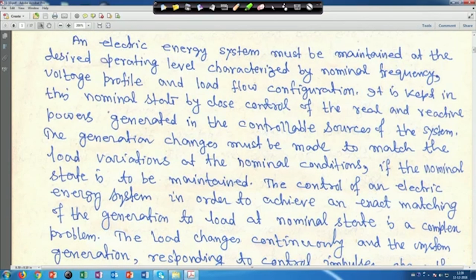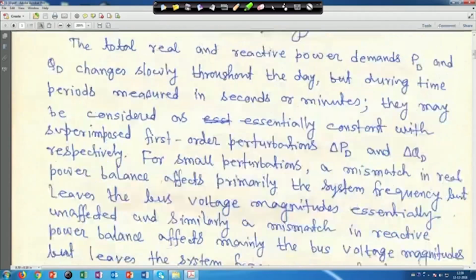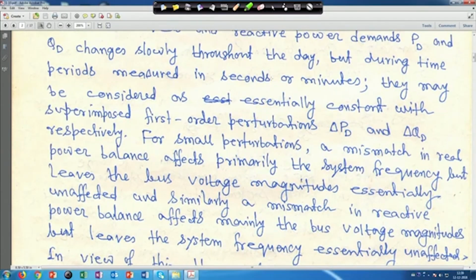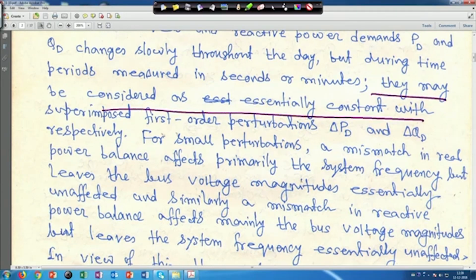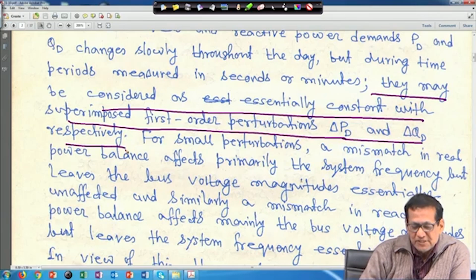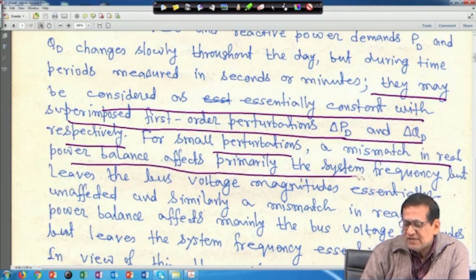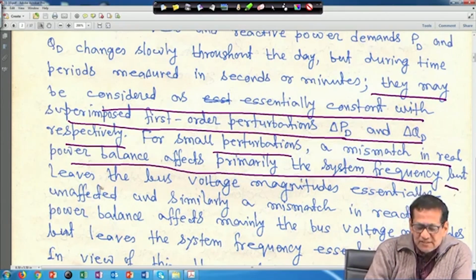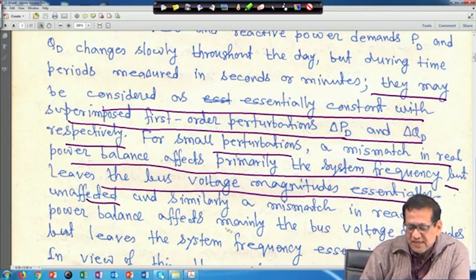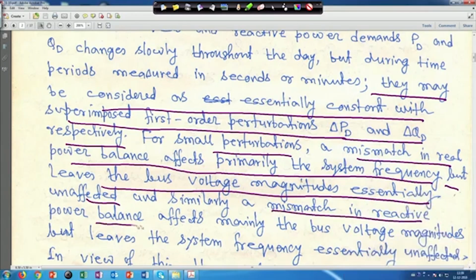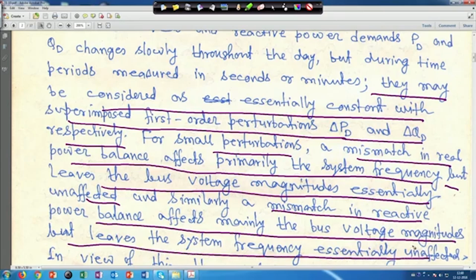So, the load changes actually, I told you, occur continuously, right. They may be considered as essentially constant with superimposed first order perturbations delta P d and delta Q d respectively. For a small perturbation, a mismatch in real power balance affects primarily system frequency, but leaves the bus voltage magnitude essentially unaffected. Similarly, a mismatch in reactive power balance affects mainly the bus voltage magnitude, but leaves the system frequency essentially unaffected, right.